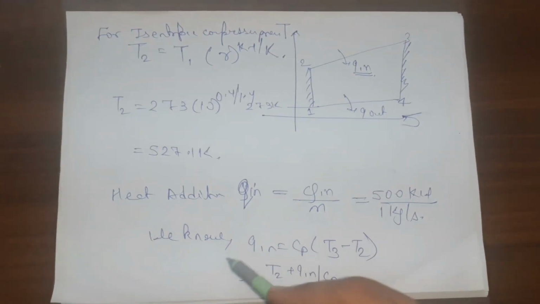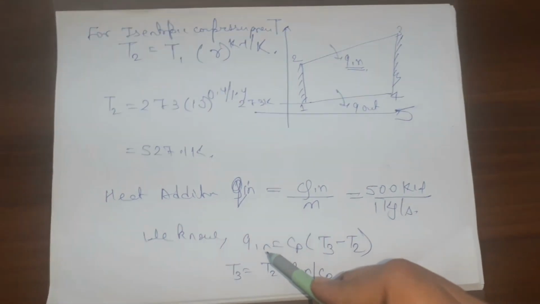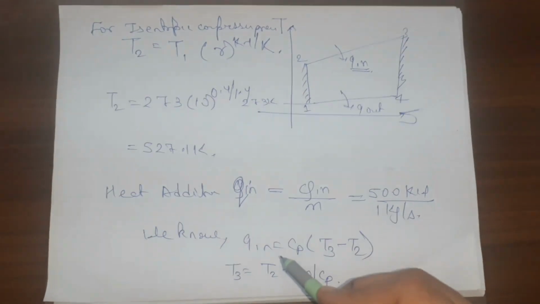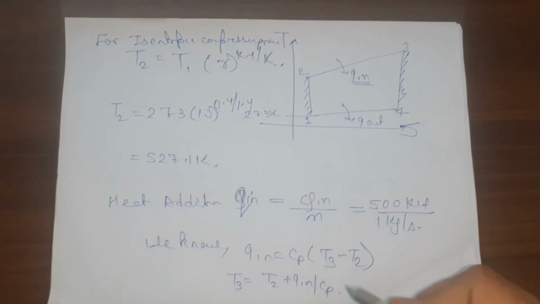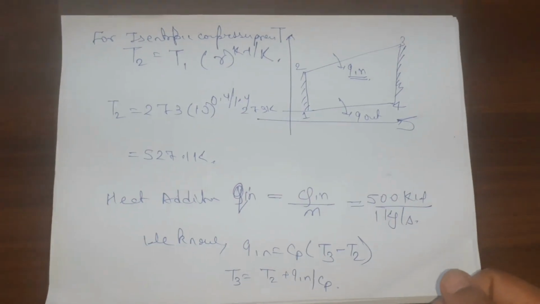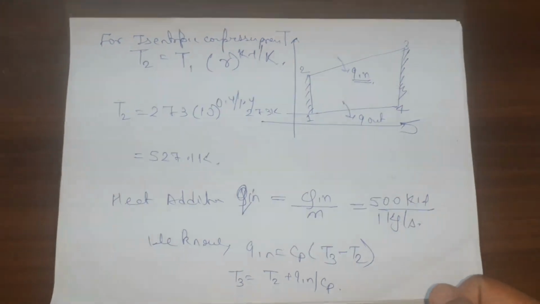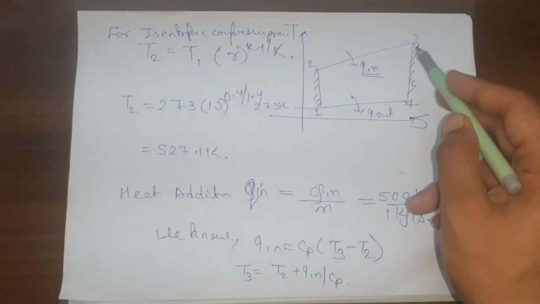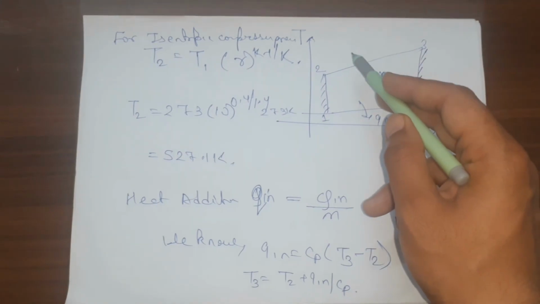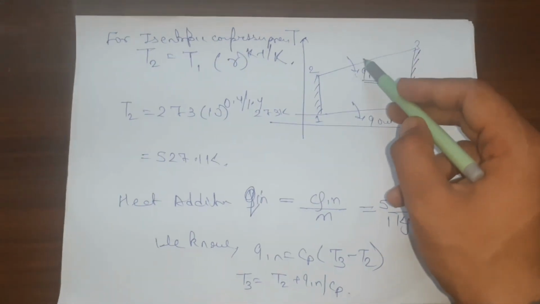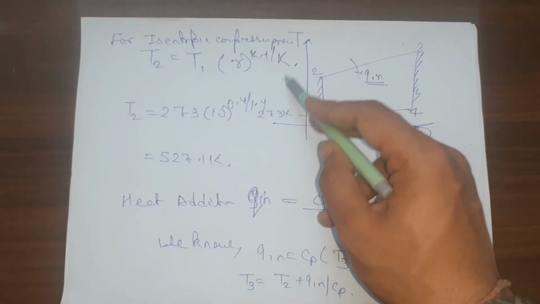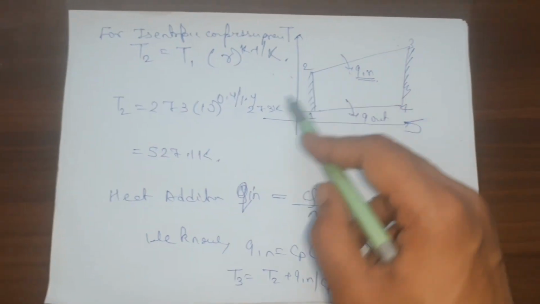We know that Q in is related to temperatures as Q in is equal to Cp (T3 minus T2). So how are Q in and temperatures related? Q is equal to Cp delta T. So Q in is equal to Cp into (T3 minus T2), Cp delta T, for this process.